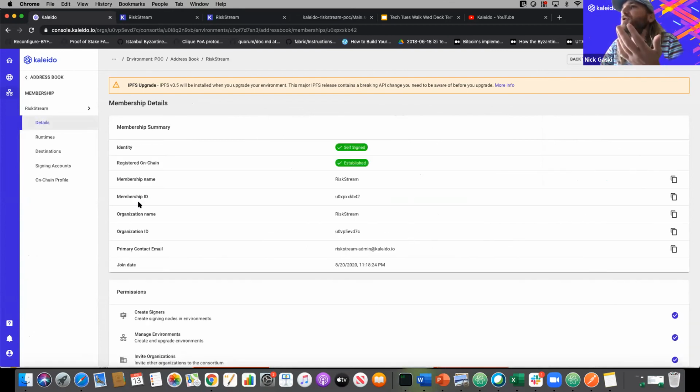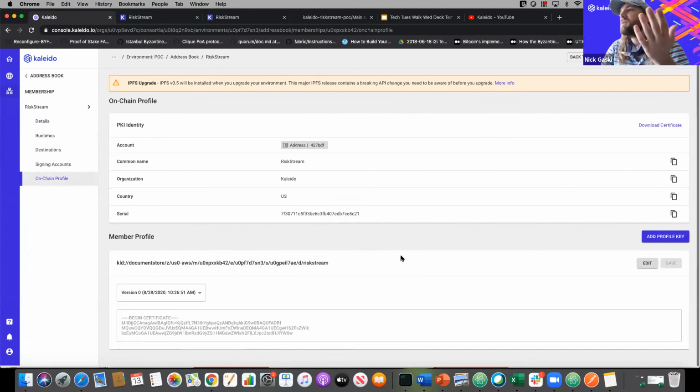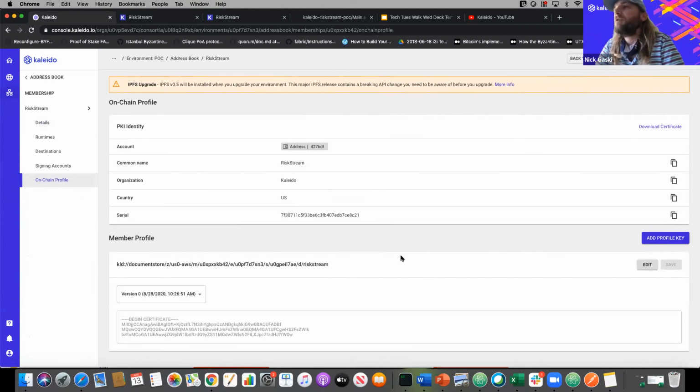So if I click on the membership for RiskStream, we see this thing called an on-chain profile. And what this really is, is a smart contract inside of your Kaleido environment, and it stores key value pairs. Specifically, it stores the public certificates that you need to use for that asymmetric encryption. So if in our example, Nationwide was sending something to RiskStream right here, they would take RiskStream's publicly available certificate, and they would use that as one of the core pieces in that asymmetric encryption right here. Pretty basic asymmetric encryption.